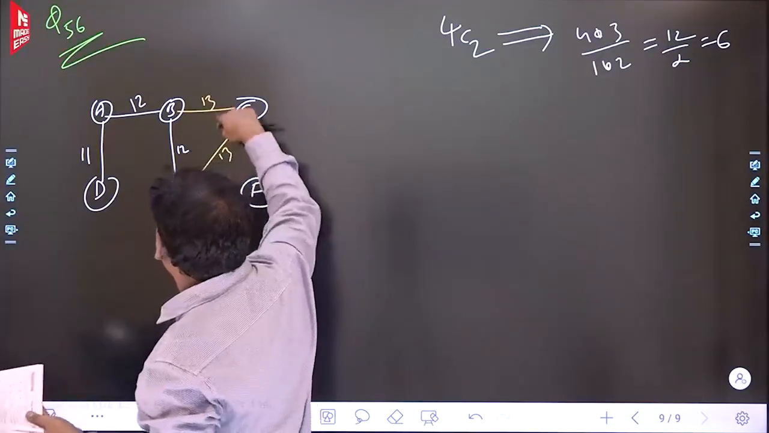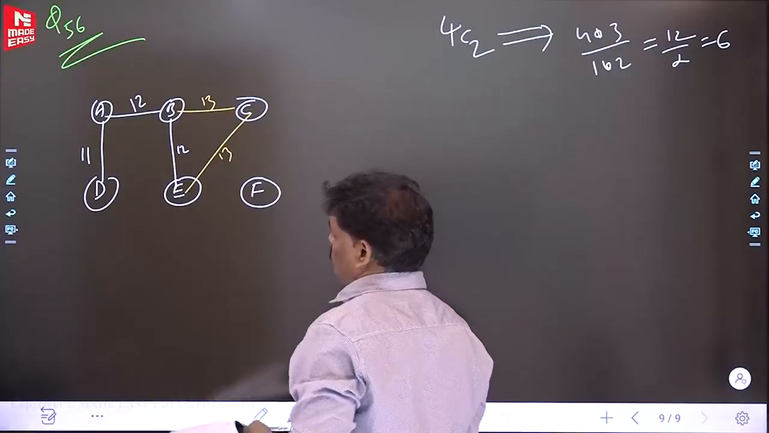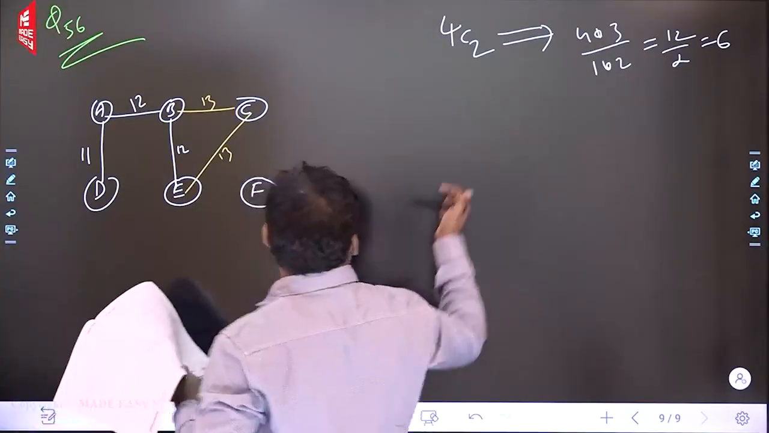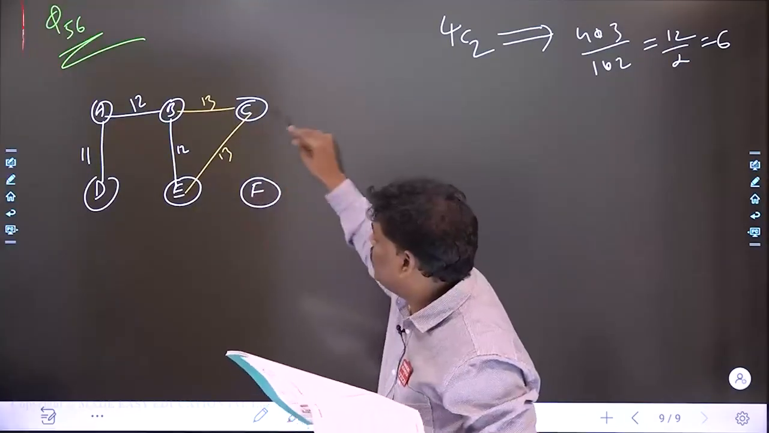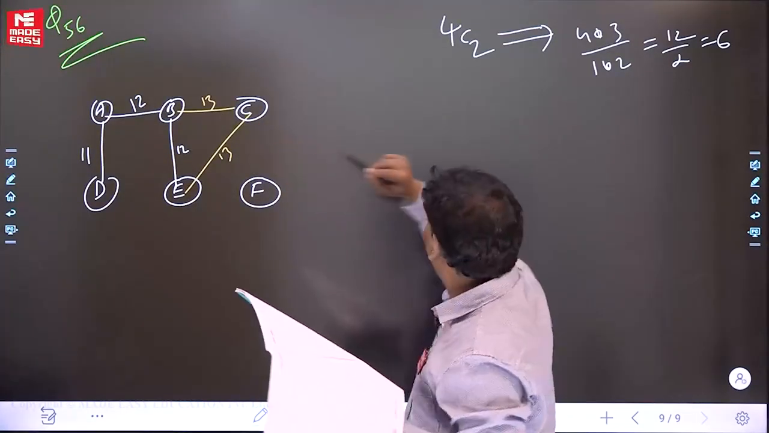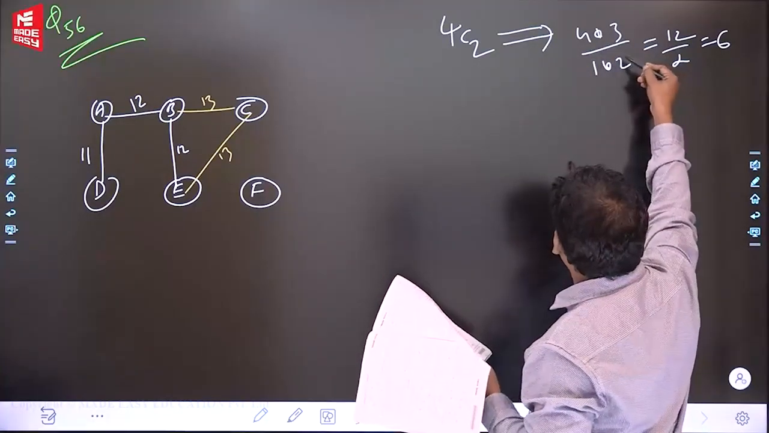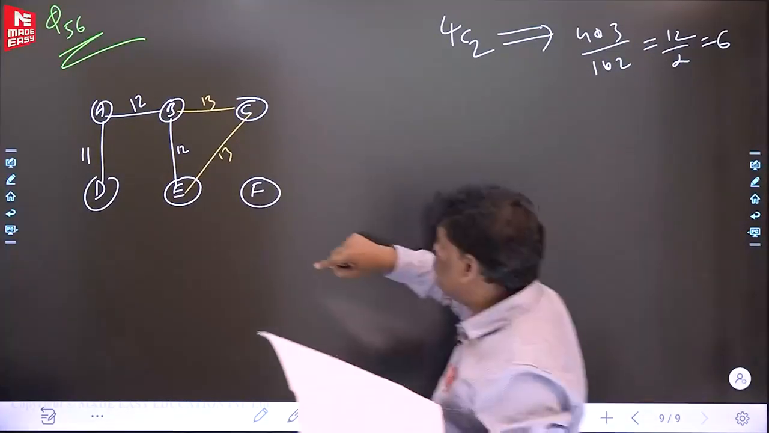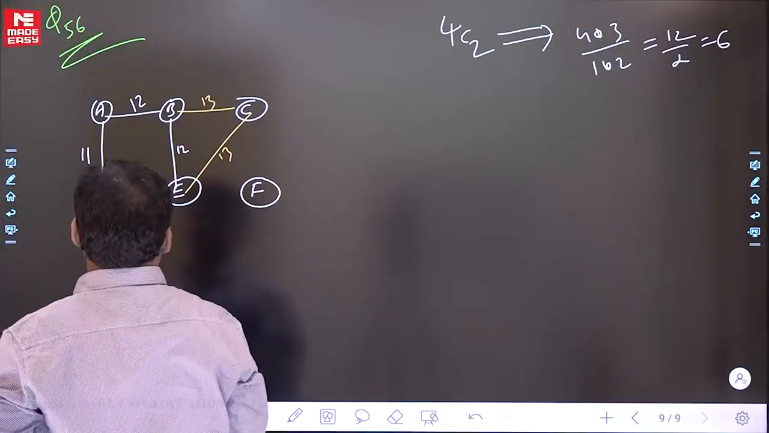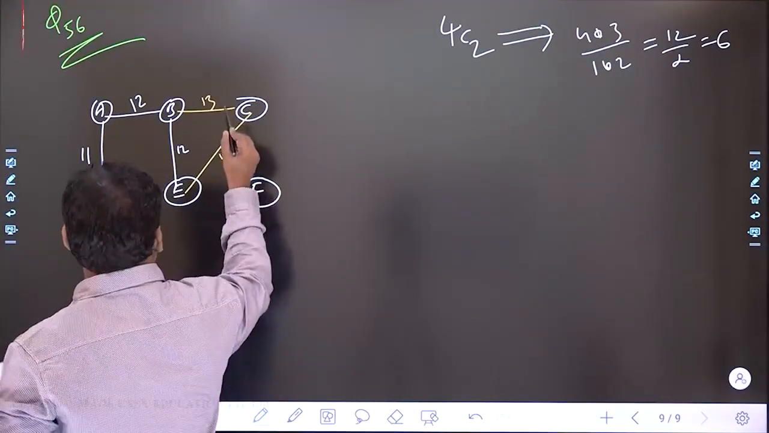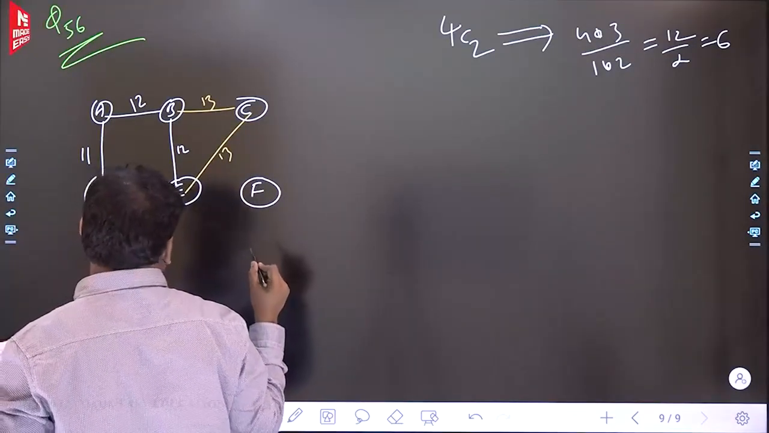Out of them, this way you can neglect. Totally 5 possible. Out of four 13s, only two 13s I can take. So 4C2 means 6 ways. Out of those 6 ways, these two 13s you have to cancel. Remaining all are possible. So how many MSTs are possible? 5 possible.